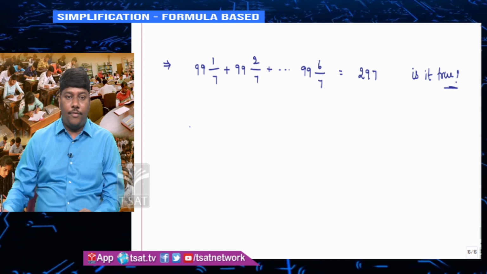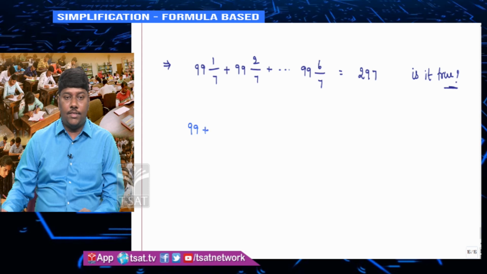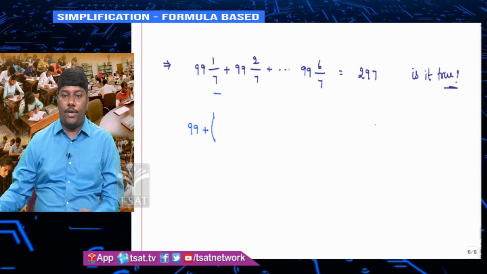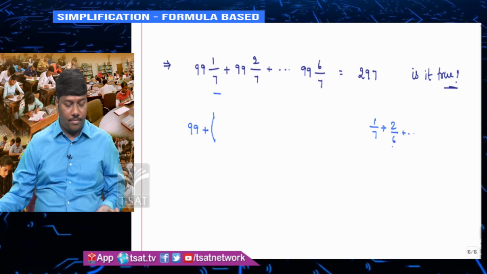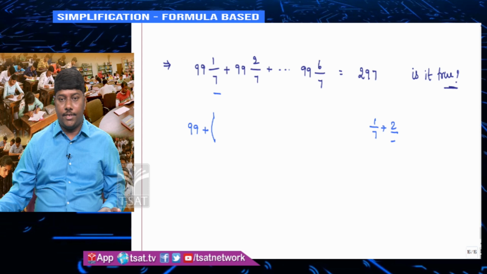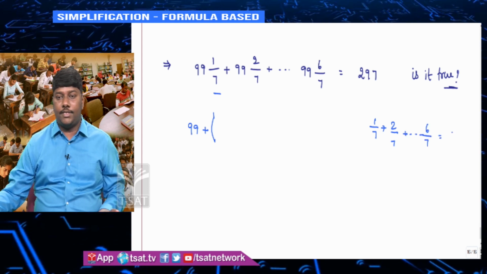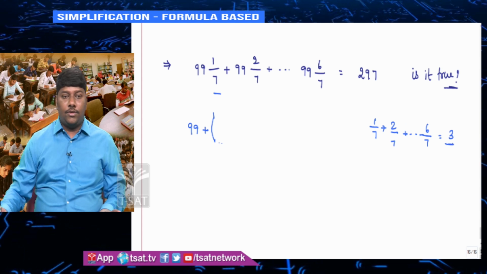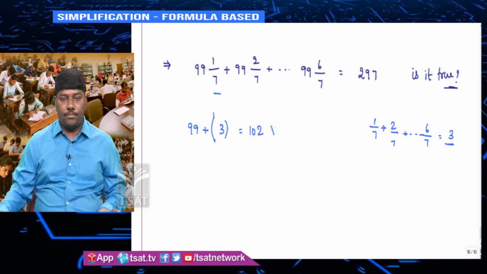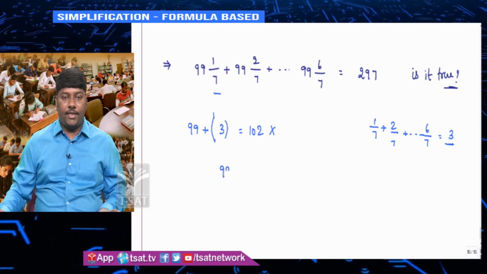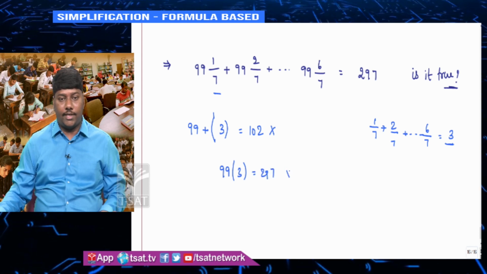See, some of you can do just simply common 99, then after you do plus, then you add all of them. First, what is 1 by 7 plus 2 by 7 plus so on up to 6 by 7. In the numerator you are going to get 1 to 6 is 21, 21 by 7 that is 3. So you are going to do 99 plus 3, which is equal to 102, but this is wrong. Some of you just multiply 99 common into 3, which is equal to 297. This is also actually wrong.